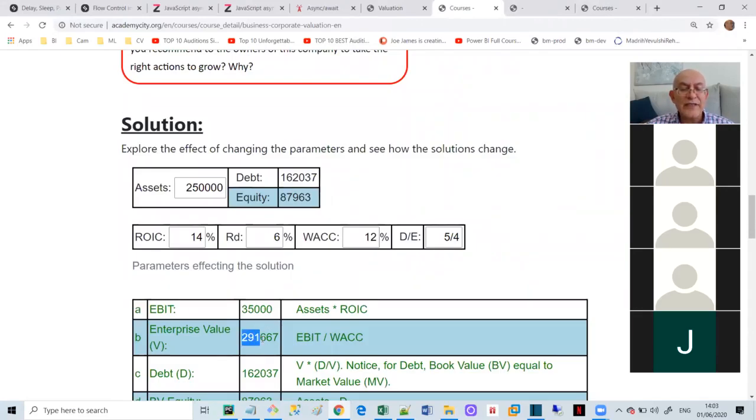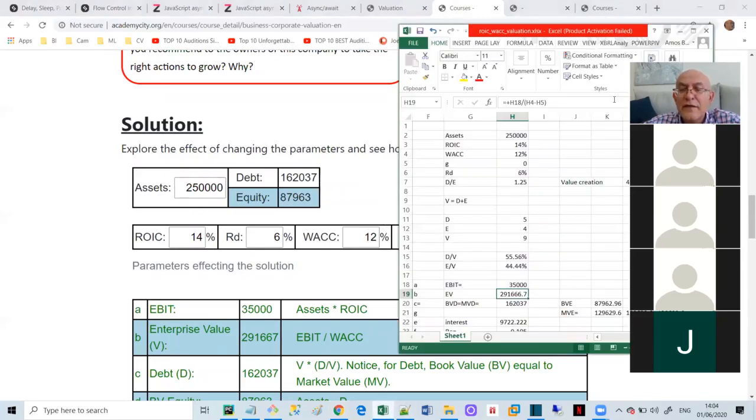Why was it a very important step? Because I already know if the value of the company is 291 and I'm only raising 250, am I generating value? Anybody can help. By creating this business, did I create value? Yes, definitely. How much value did I create? $40,000. Correct. Absolutely right. Beautiful.